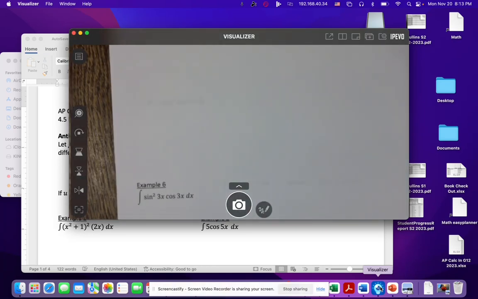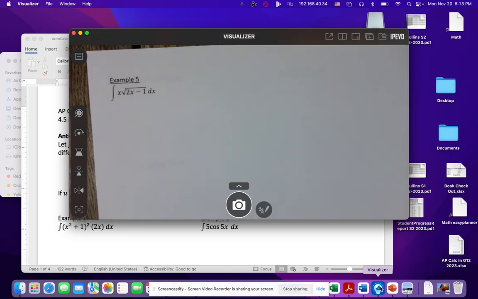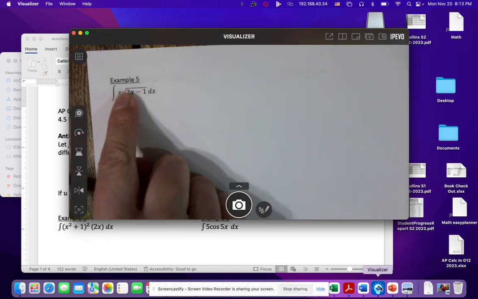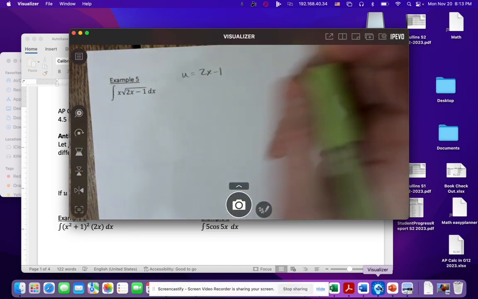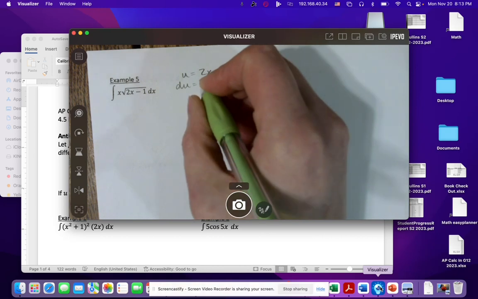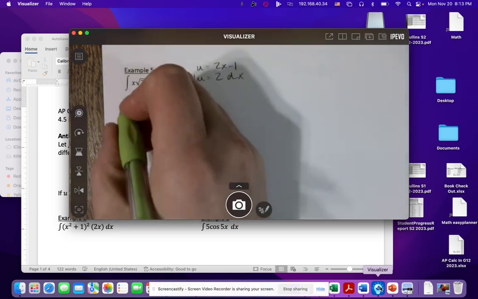So I think we're on example 5. Yeah, we just did 4. So this should be where we're at now. So on this one, I can see obviously right away again that 2x minus 1 is my inside function. So my du is 2 dx. Okay, looks straightforward. So let's go ahead and substitute.